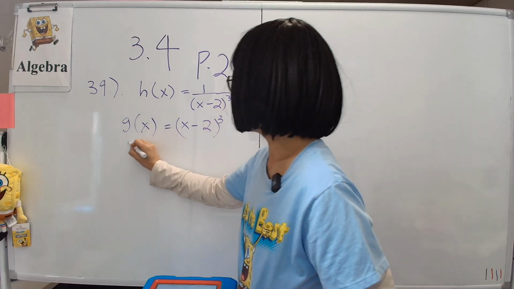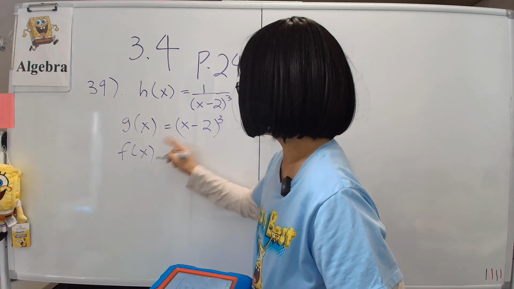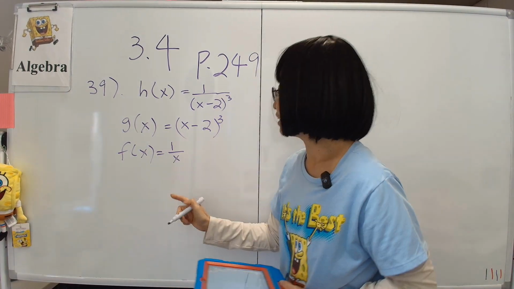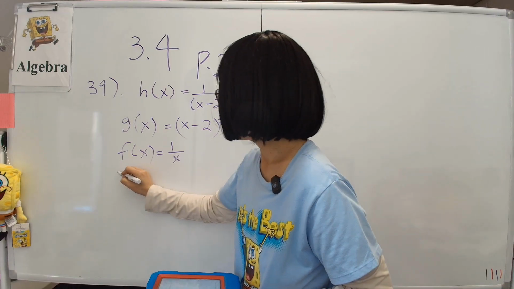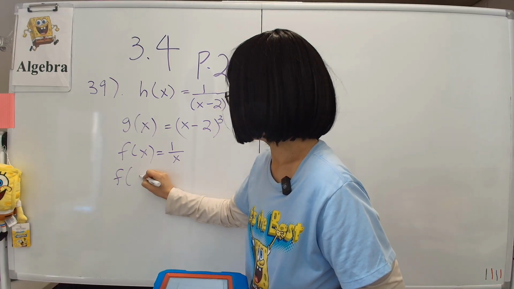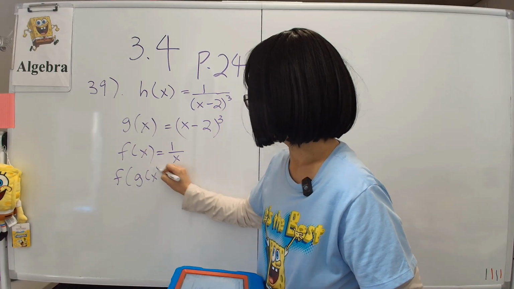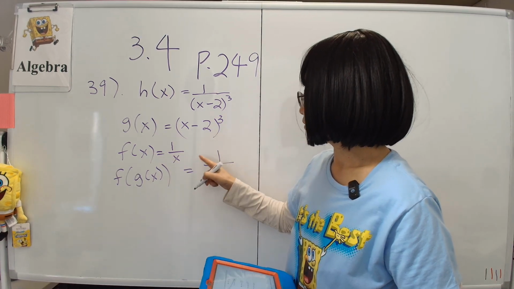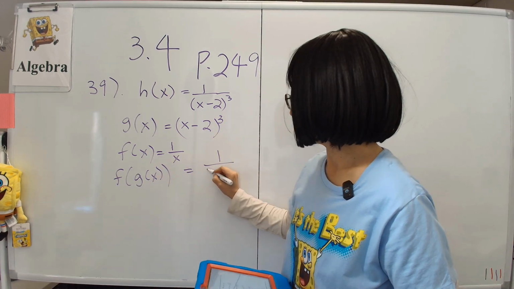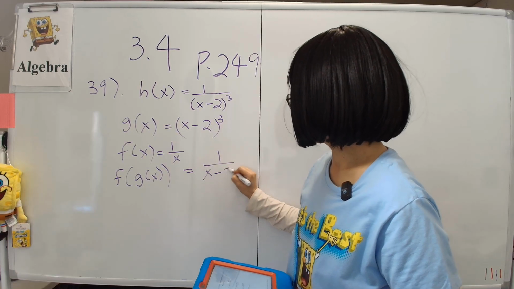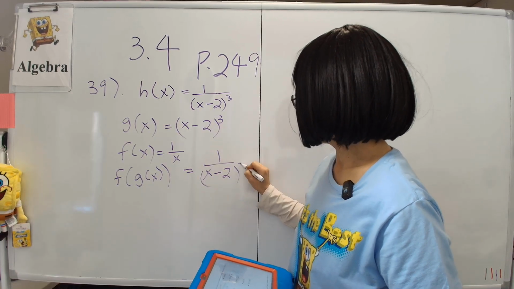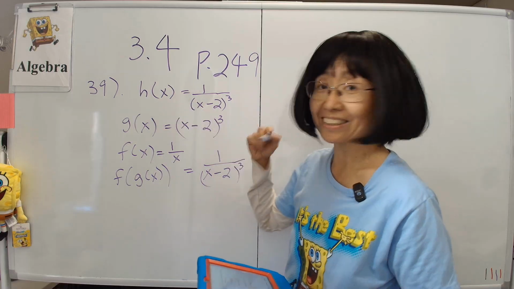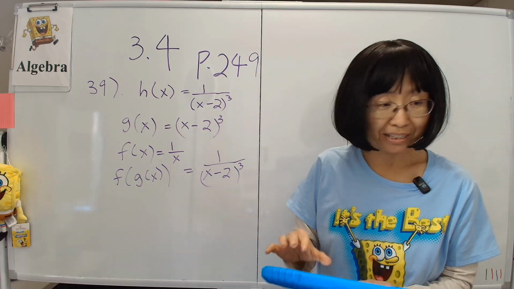And then let's call f of x equal to 1 over x. That way, if you have the composite f of g of x, you can see quickly that it has to be equal to 1 over g of x, put into f. Then you have 1 over (x minus 2) cubed, which is h of x, see? So that is a quick answer.